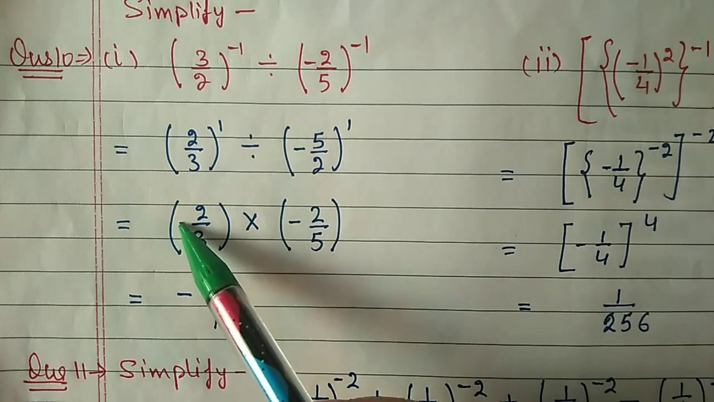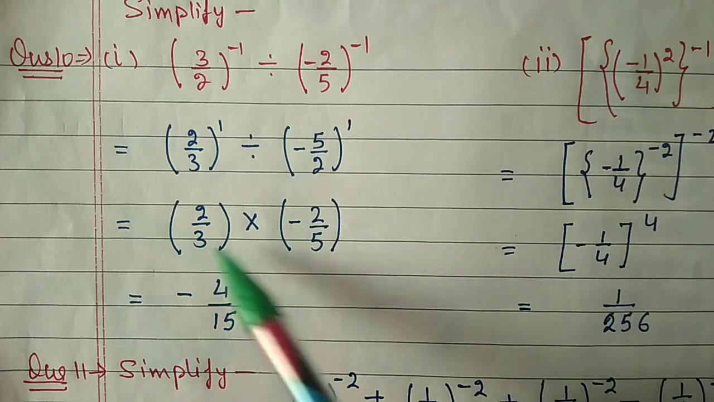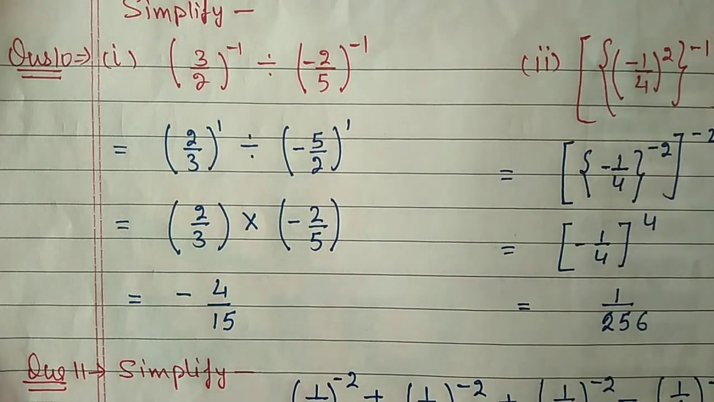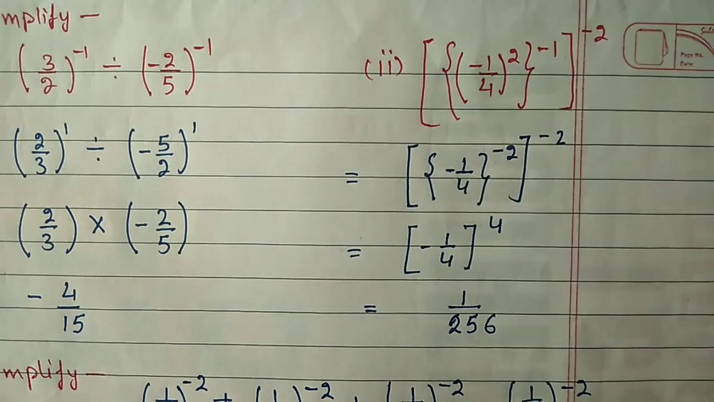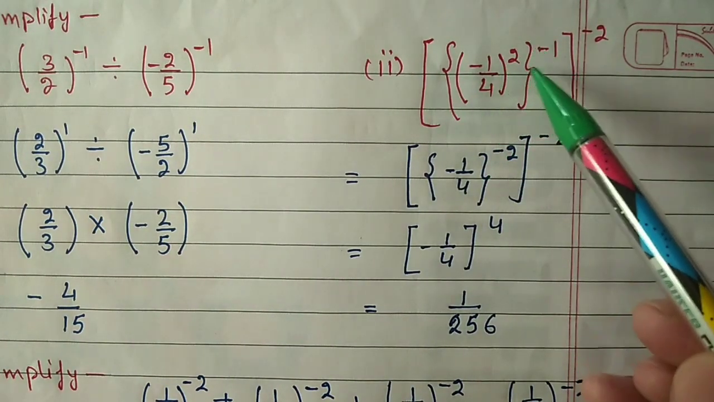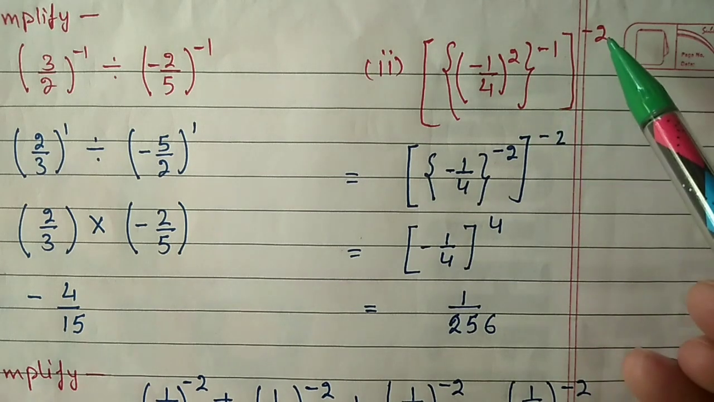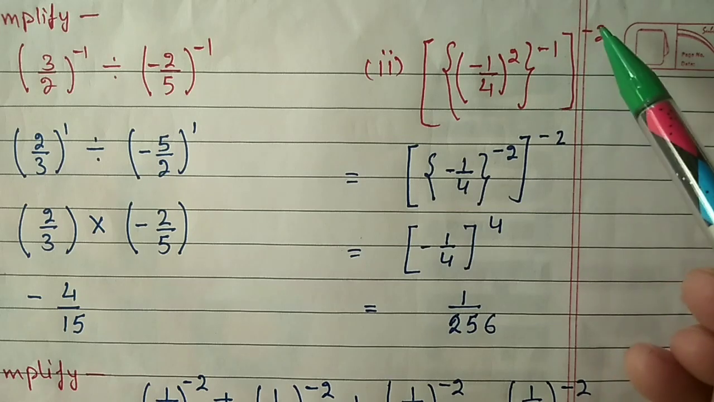Here the symbol is plus into minus, minus. 2 into 2 is 4 and 3 into 5 is 15. Second part, (minus 1 by 4) whole square, then again whole to the power minus 1 and whole to the power minus 2. Three times power is there.